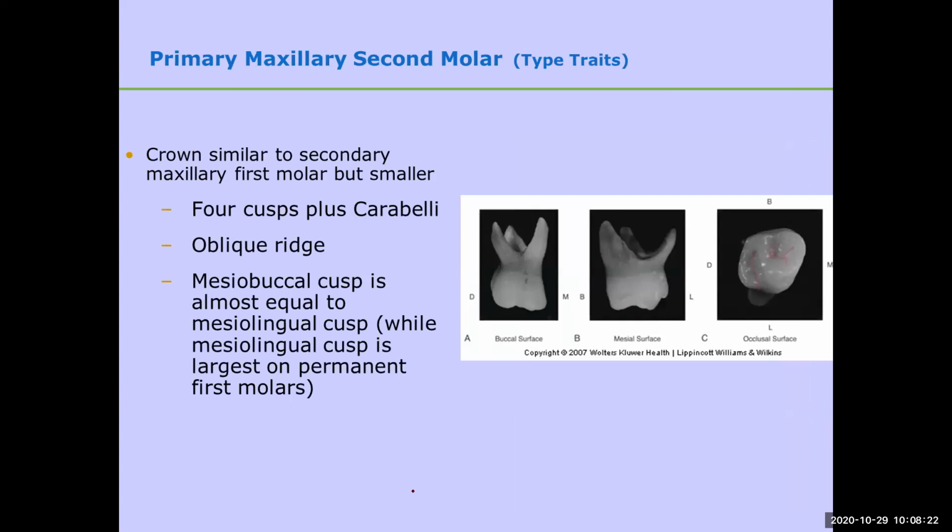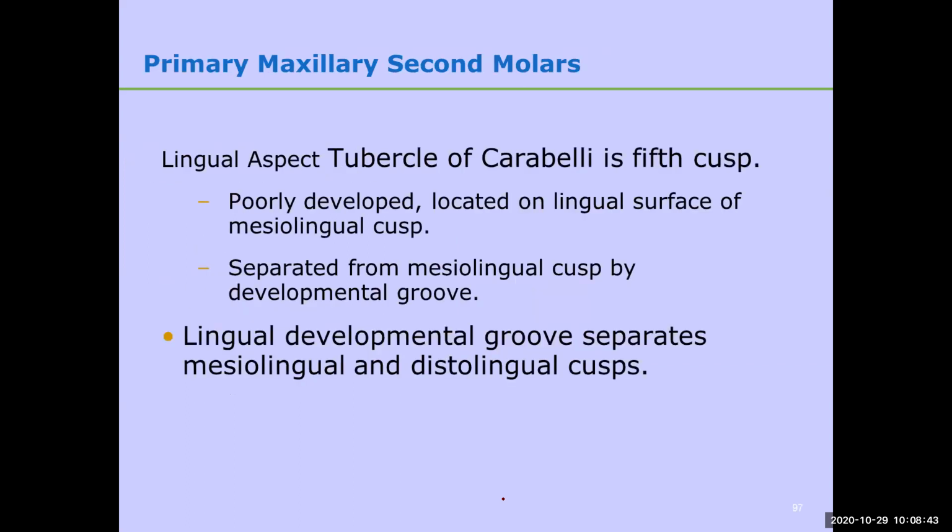For the maxillary second, you've got your cusp of Carabelli, your oblique ridge. But look at the difference in the roots. Wide spread apart. Short root trunk. Cusp of Carabelli. It's really a tubercle, poorly developed.